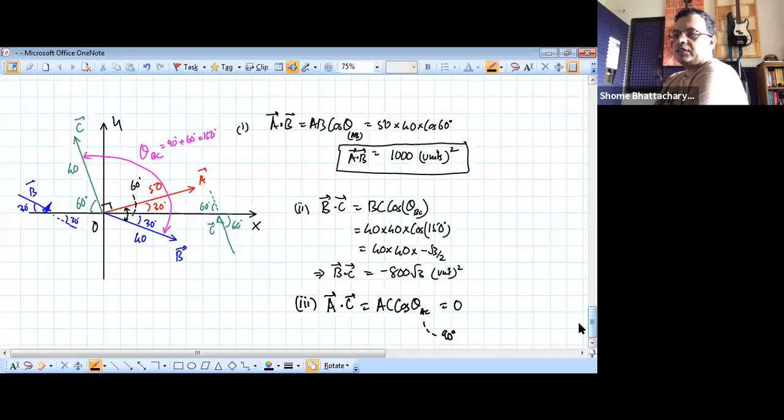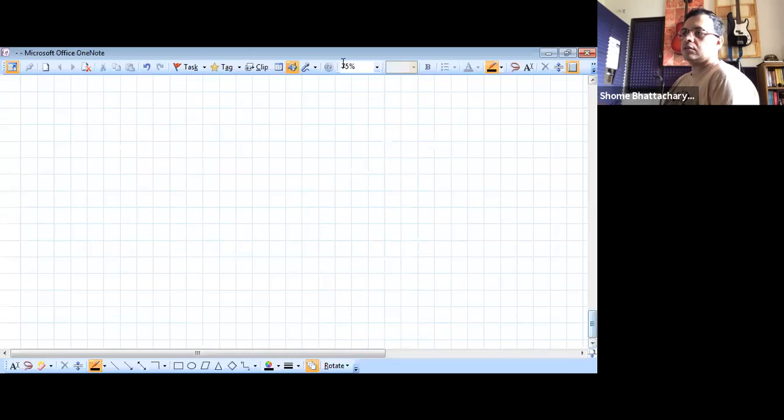Alright, so I hope with this example you understood the case where the angle is obtuse or the case where the angle is acute. Okay. Now let's solve an interesting physics problem using this.